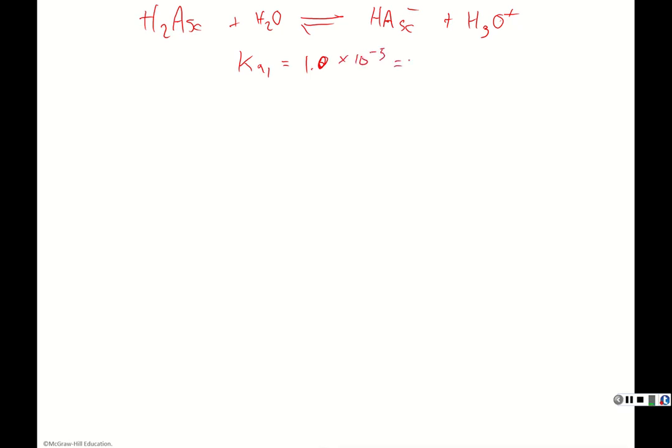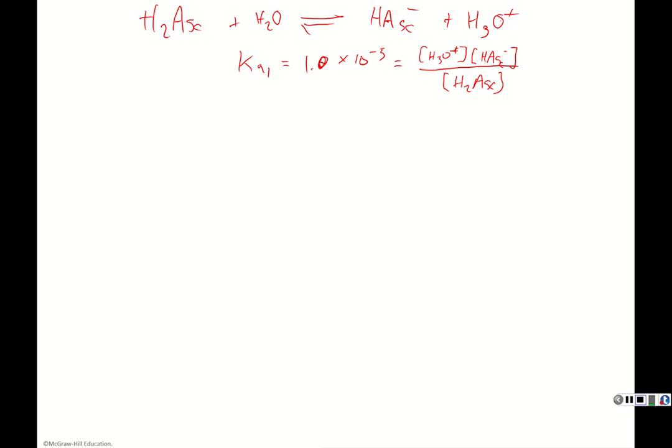And that expression is H3O plus times our conjugate base divided by our starting concentration of that acid, H2ASC. Okay, so we have our expression for Ka. Now we can set up our reaction table.